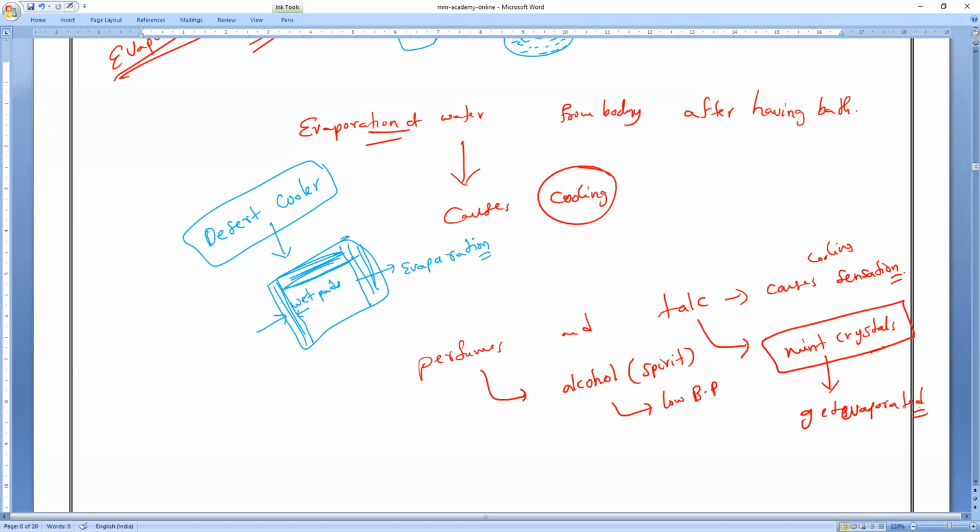Cool. One doubt, sir. When we put Mentos or double mint, our mouth suddenly becomes cool, sir. How? That is also the same. They contain chemicals which, when we are crushing them, convert into gaseous state.